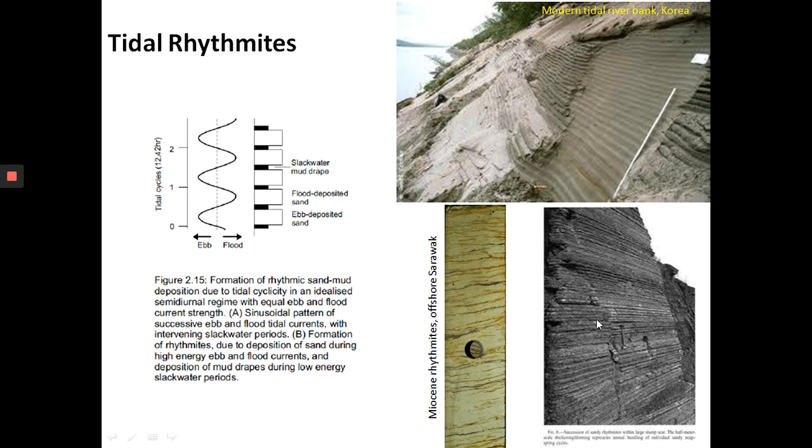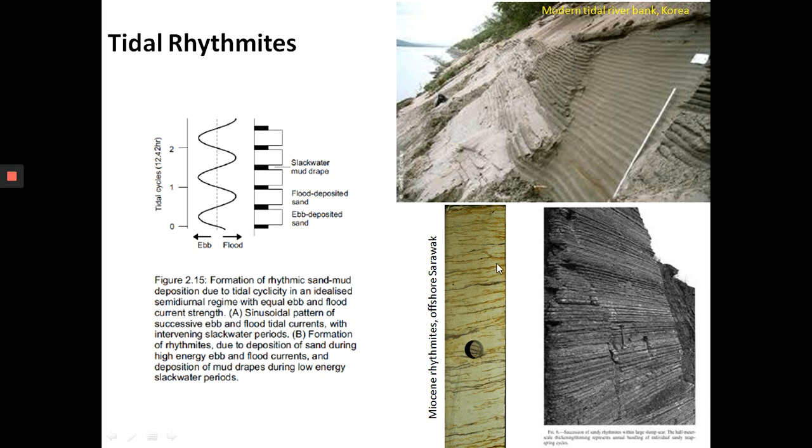Okay. From the ancient rock record, these are Precambrian age rocks. You get the same kind of regular stripy patterns in your rocks. Right? Darker colored, finer grained, lighter colored, coarser grained in this case. So these are interpreted as tidal rhythmites.